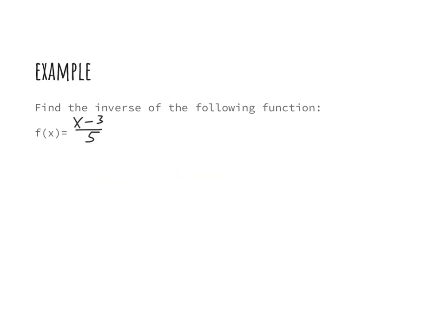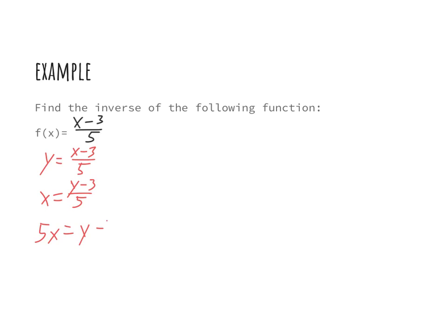For our next example, we've got f of x is equal to (x minus 3) over 5. Again, the first thing we do is we replace f of x with y. We switch x and y. So now we've got x is equal to (y minus 3) over 5. So now we solve for y. The first thing we have to do is get rid of the 5 on the bottom. So we multiply both sides by 5 to get rid of it.